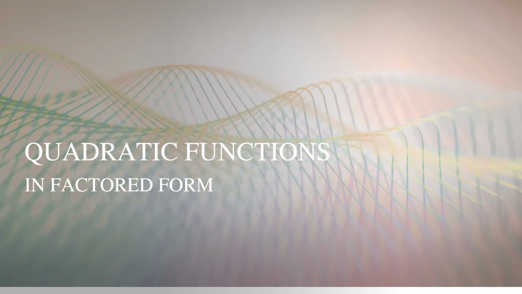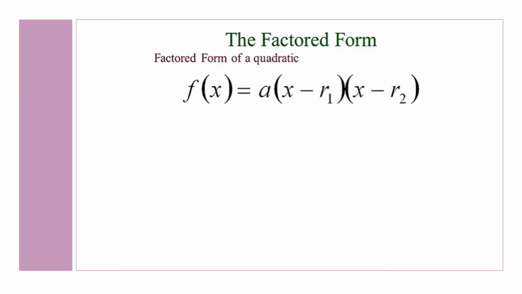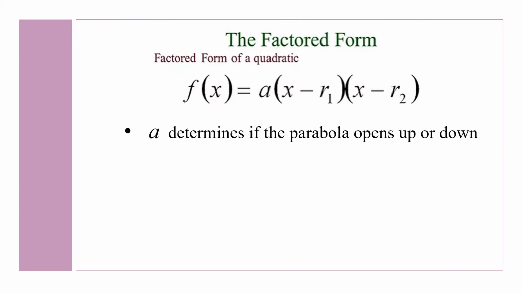Today you're going to look at quadratic functions in factored form. Factored form of a quadratic equation or function is f of x equals a times the quantity of x minus r sub 1 times the quantity of x minus r sub 2. There are two things that this form will determine.